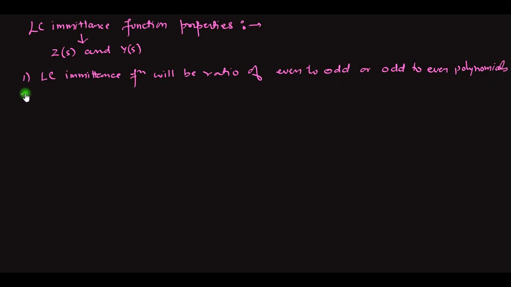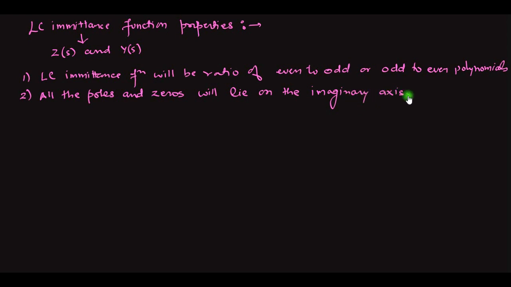The second property is all the poles and zeros will lie on the imaginary axis. That is, if we try to calculate the poles and zeros of the given impedance function, then all the poles and zeros will be lying on the imaginary axis of the S-plane.